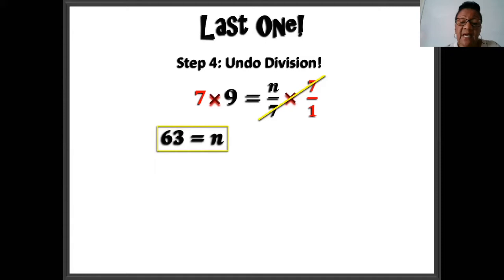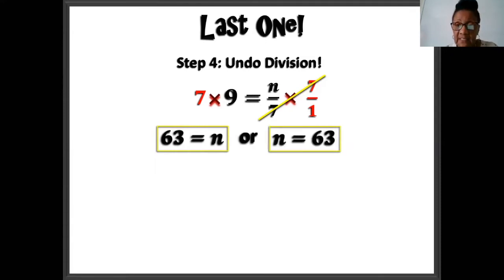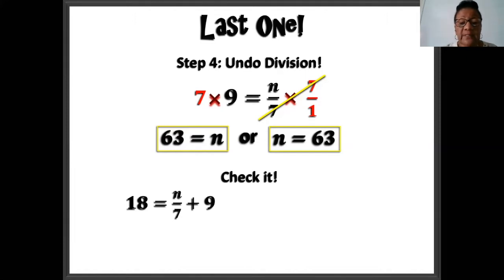7 times 9 is 63. So n is equal to 63. So what is the caution that we must use? Our caution is to do our answer check. So how do we do our answer check? We substitute the solution in the place of the variable.